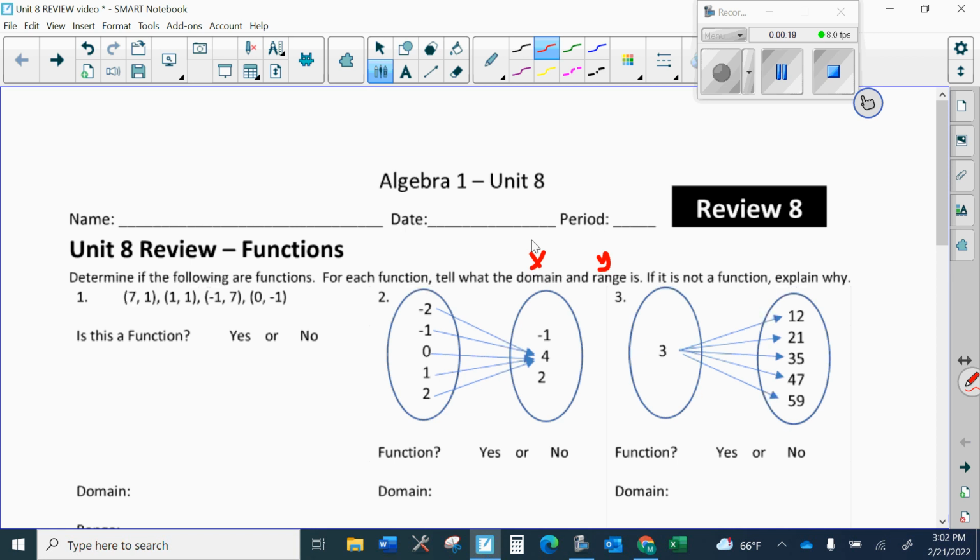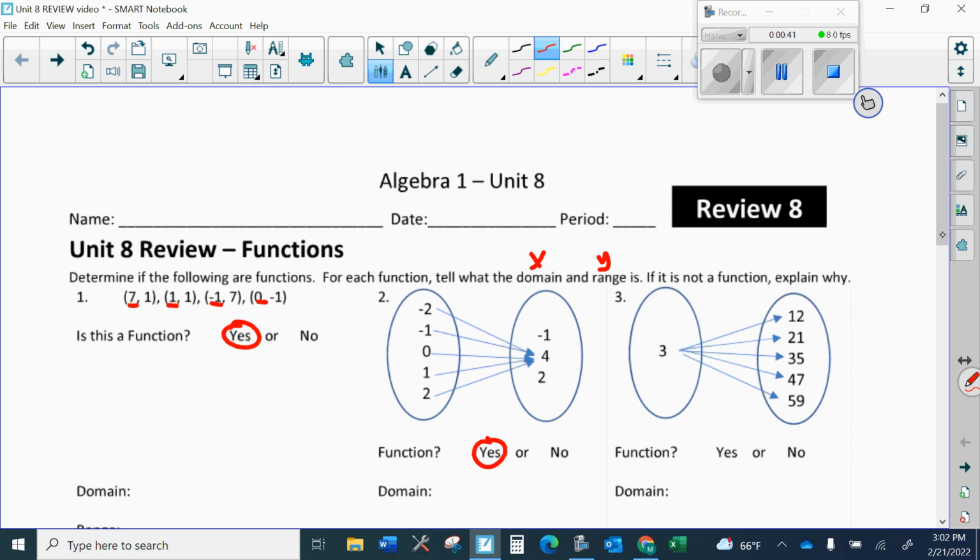Remember, a function cannot have any repeat x's. So we look here, x, x, x, x. No repeat x's. So yes, you can have repeat y's, just no repeat x's. Number two, do we see an arrow going twice from the same number? No, we do not. So it's a function.